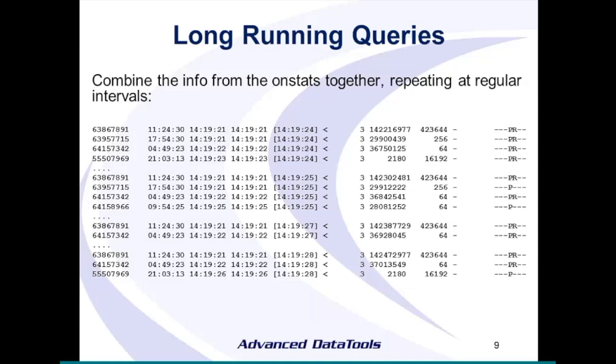So here I'm showing the sessions, and it's repeated every second, and I'm looking at the output of onstat -g ntt. I'm taking those times to see when a session connected and the last time it ran, and then the current time. And then I show the reads, the writes, the locks, and the flags.